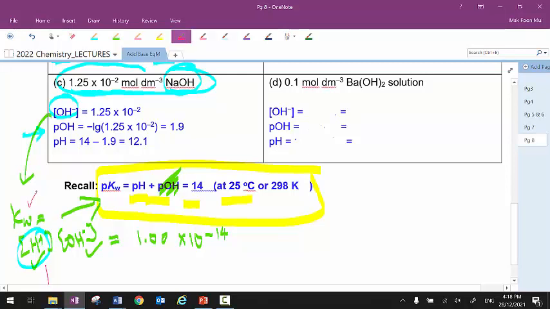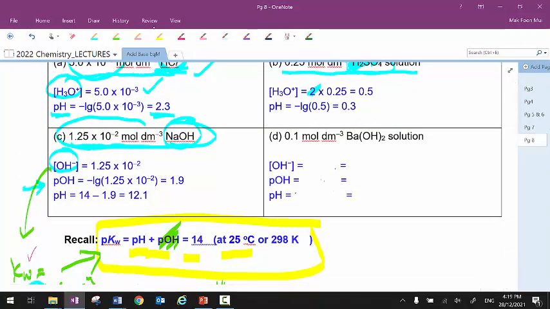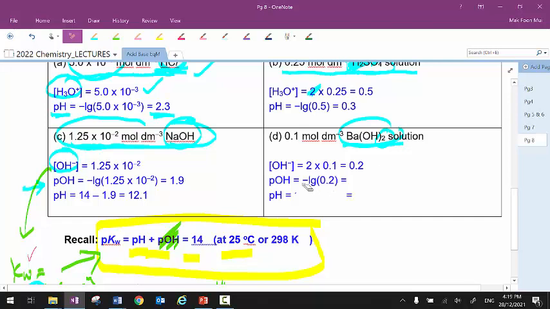Now, what about the next one? I talked about barium hydroxide earlier in the previous video 1.1c. Barium hydroxide is a diprotic base. 1 mole of barium hydroxide produces 2 moles of hydroxide ions, and it's considered a strong base. Therefore, the hydroxide concentration here will be twice the concentration of the barium hydroxide, which is equal to 0.2. Then next we find pOH, which is equal to 0.699, before we find pH, which is 14 minus the pOH, and this will give you a value of 13.3.